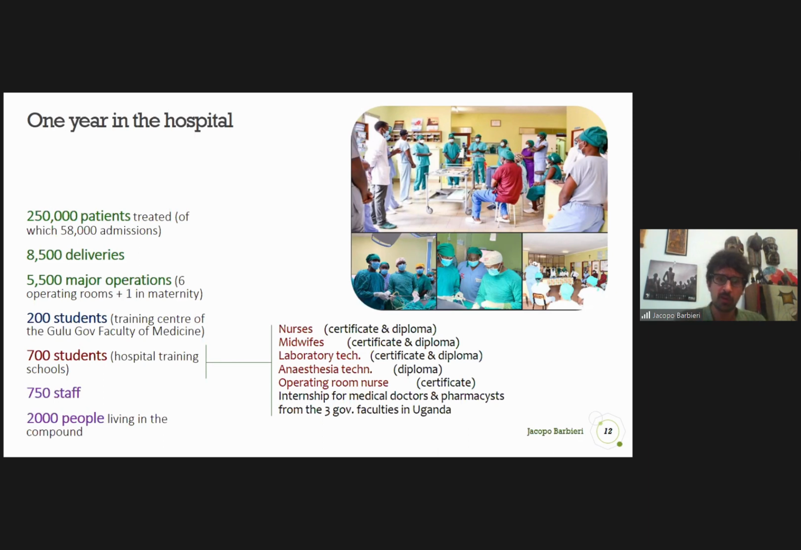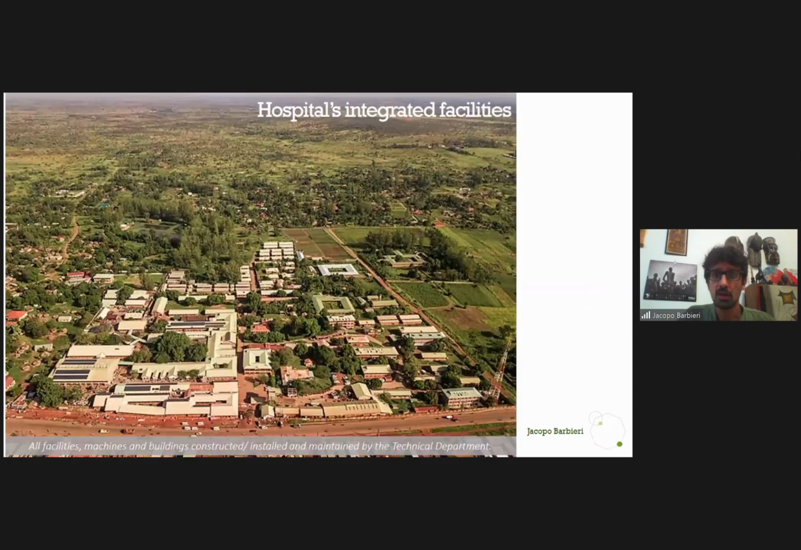And the compound also hosts partially some of the staff. We have in total 750 staff, more or less, of which around, I think, 30% live inside the compound with the families and parents, which brings to roughly around 2,000 people living inside the compound. So as you understand, Lacor Hospital is not only a hospital, it's basically an almost independent city. And this makes it a very interesting case to study sustainability.